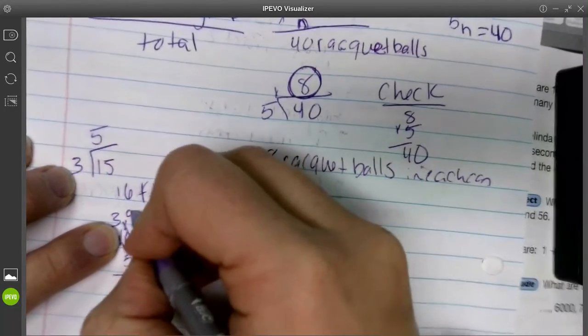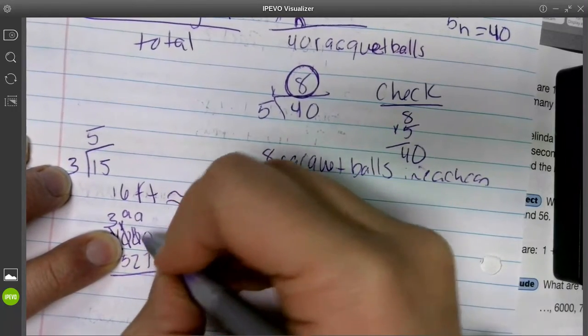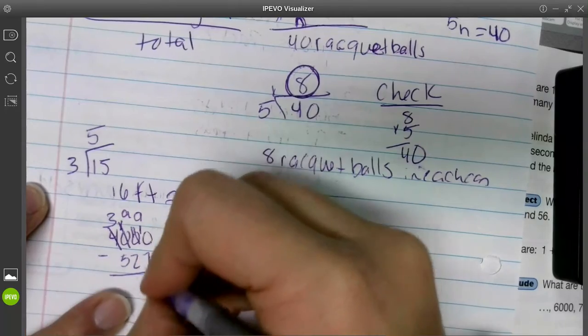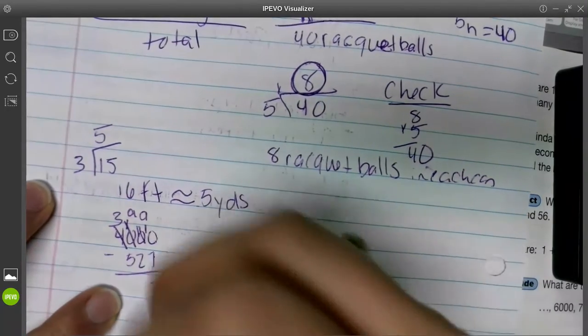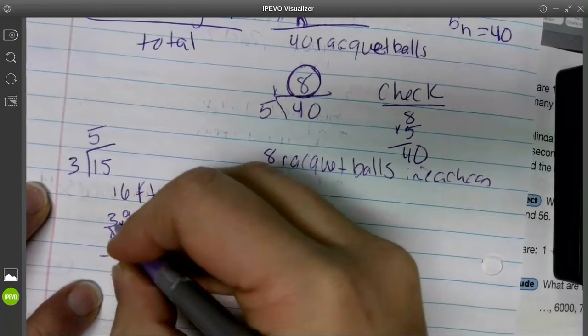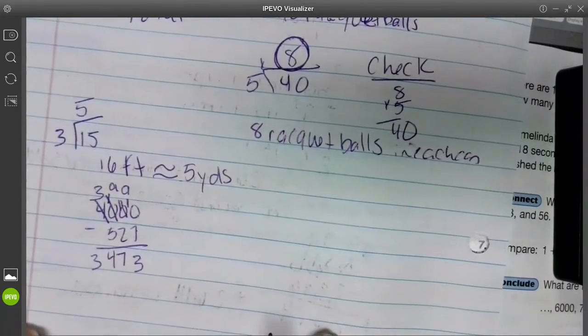We can't subtract yet, though. 0 becomes a 10. Can't subtract yet, though. 0 becomes a 10. Now we can subtract. 10 take away 7 is 3. 9 take away 2 is 7. 9 take away 5 is 4. 3 take away nothing is 3. So we have 3,473.